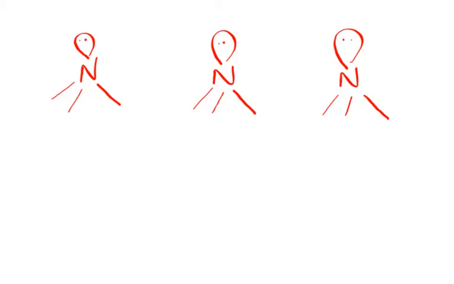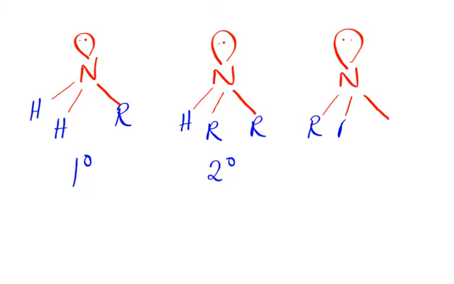So focusing on the nitrogen, if the nitrogen is attached to two hydrogens and just the solitary R group, this makes it a primary. If the nitrogen is attached to one hydrogen but two R groups, this makes it a secondary. And if the nitrogen has no hydrogens attached but three R groups, this is a tertiary amine.